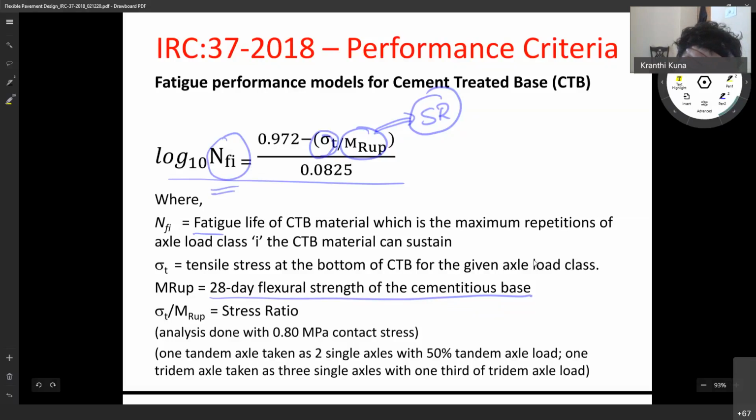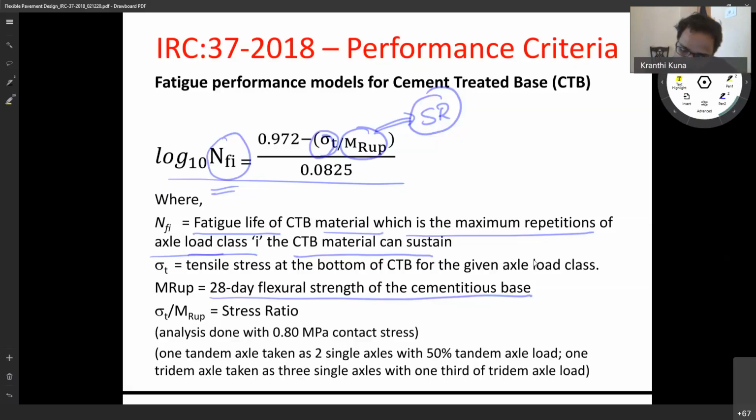NFI is the fatigue life of the CTB material, which is the maximum repetition of axial load class I that the CTB material can sustain. So this is very important and one of the most complex aspects in IRC 37. In the other analyses, whether the strain analysis, tensile strain at the bottom of the bituminous layer, tensile strain at the bottom of the CTB layer, or the compressive strain at the top of the subgrade, we are comparing these with the number of standard axles.